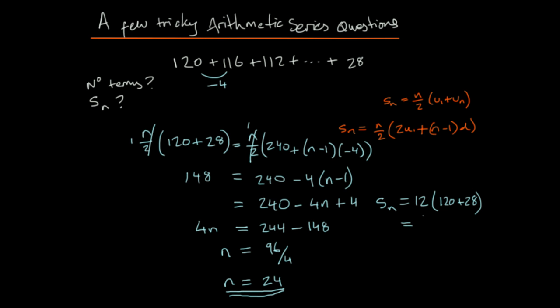And so 148 times 12, if you do this in the calculator, it is 1,776. So that's the first question done. Okay, so I'm going to clean this up now. We're going to look at the second question.